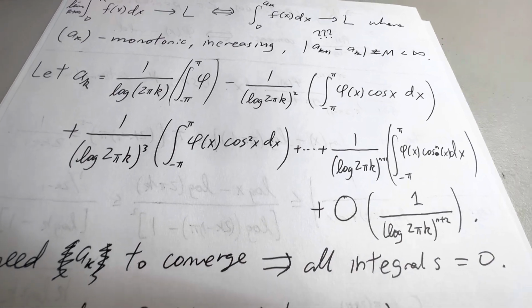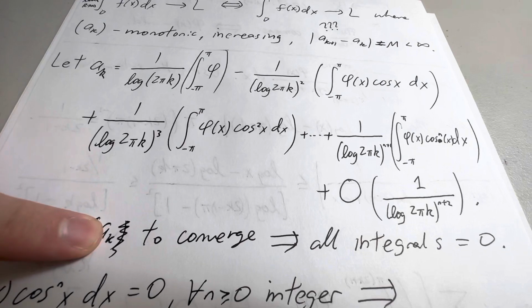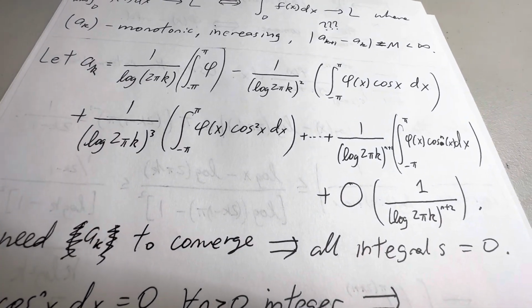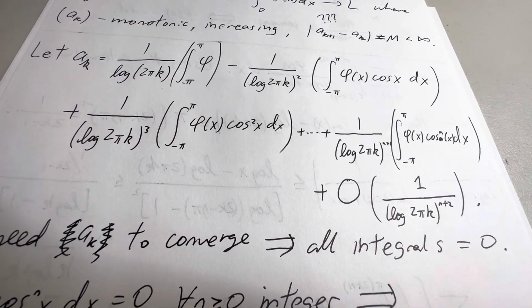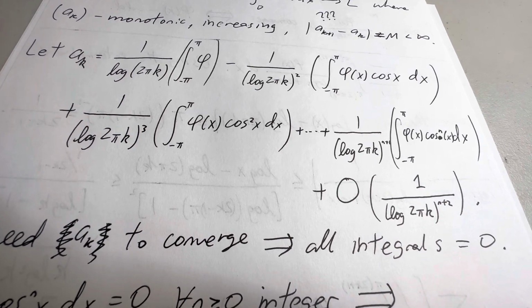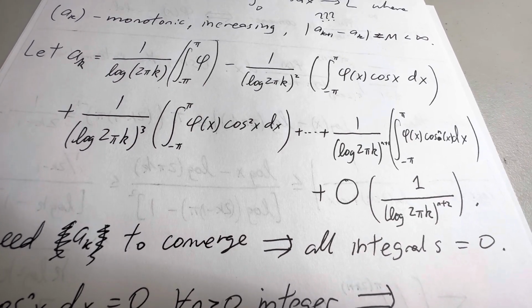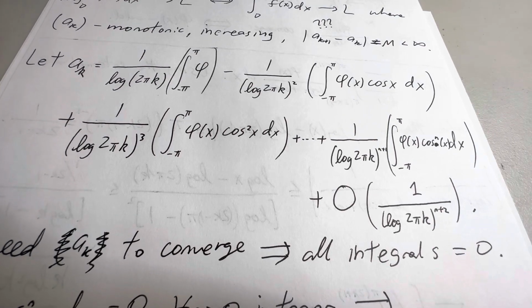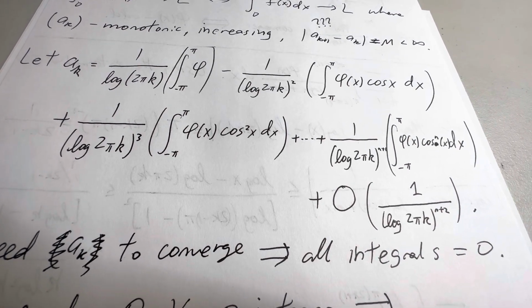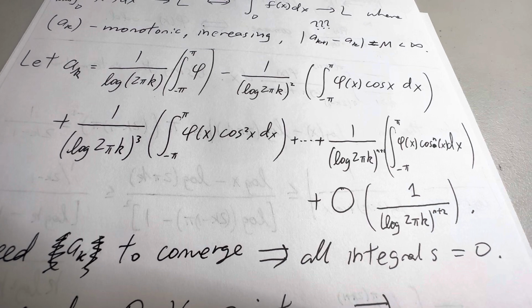And so we want these a_k's to converge. Otherwise, we're in deep trouble, right? But the only way for them to converge is if every integral here is equal to 0. If an integral is not equal to 0, then what happens?